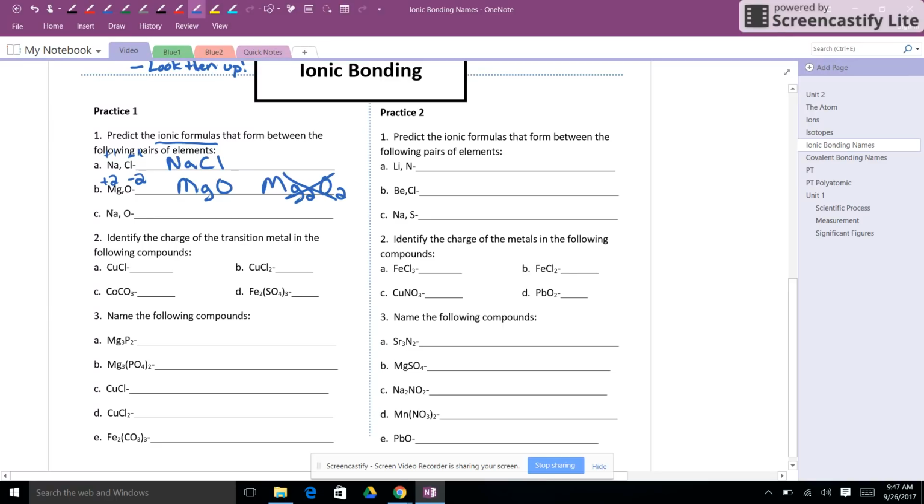Now this third example, sodium is a +1, oxygen is a -2. These numbers are not the same. So now we need to make sure we have 2 of the plus ones to equal 1 negative 2. So our formula would be Na2O.